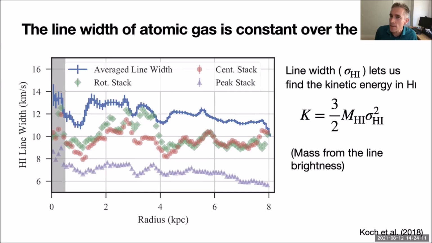And this is interesting because you can take our measurements and directly relate them to the energy in the motion of the atomic gas. So the line width allows us to measure the kinetic energy, and I've given an expression for it here, 3/2 mv squared. That 3 is because the Doppler shift velocity is only giving us one component of the velocity of the gas. And so we add a factor of 3 to account for 3 dimensions versus 1 dimension. And then we use the line width for the HI as a measure of the kinetic energy. And you can get the mass using some atomic physics and the brightness of the 21 centimeter line.